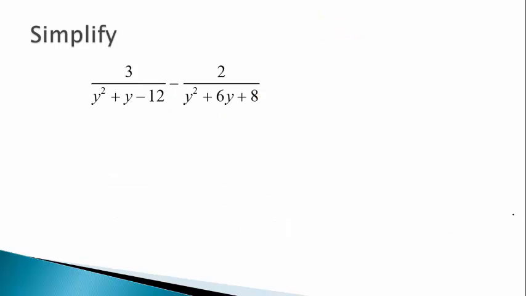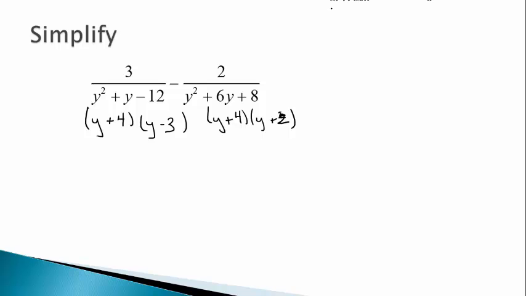Okay, let's look at one more. This is kind of as nasty as it's going to get. I've got two trinomial denominators, so I'm going to have to do a lot of factoring to come up with what my LCM is going to look like. So let's start by factoring y squared plus y minus 12. I want two things that multiply to negative 12 and add to positive 1, so I believe that's plus 4 and minus 3. I'll do the same thing with y squared plus 6y plus 8. Two numbers that multiply to 8 and add to 6 are y plus 4 and y plus 2.